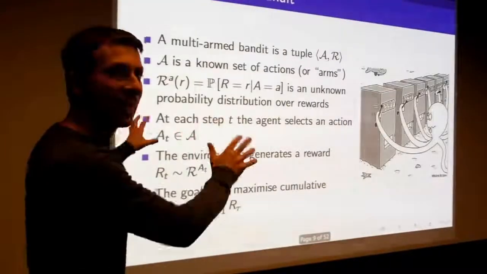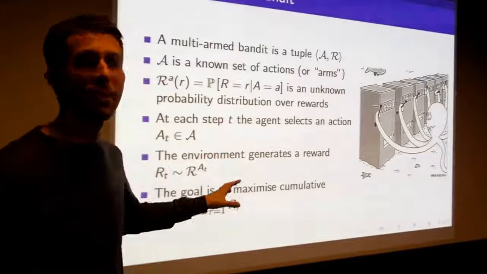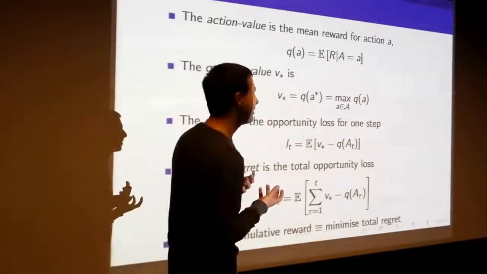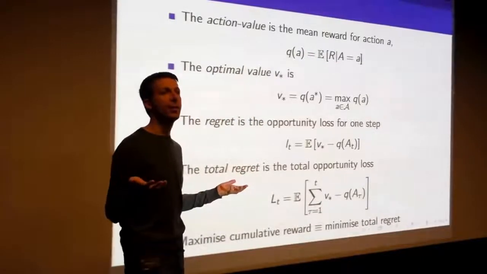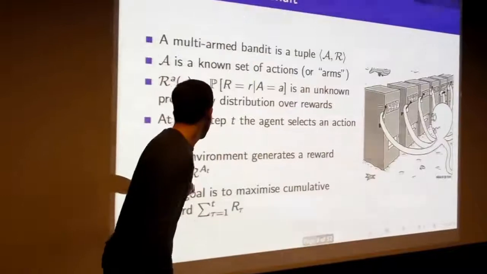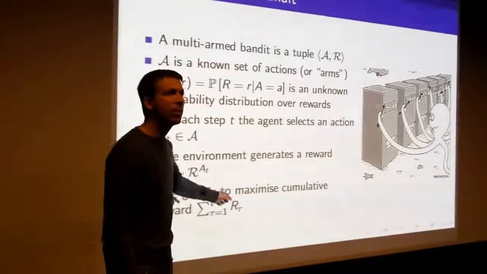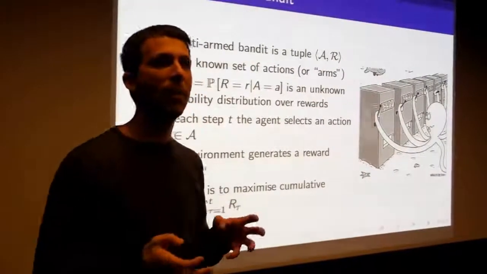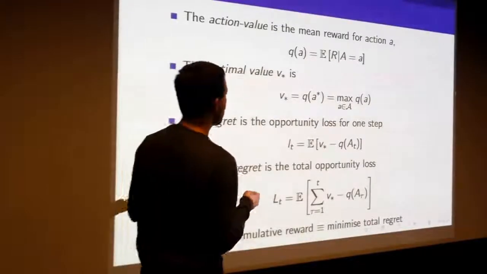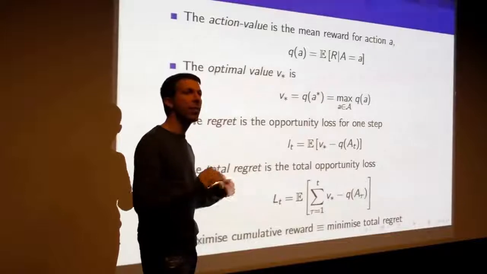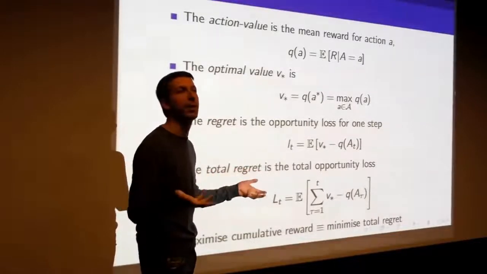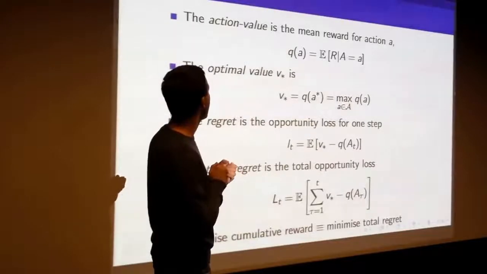Are people clear about the setup, first of all? Should be fairly straightforward. So now we're just going to try and understand what it means to do well in this domain. We've got this criterion where we want to maximize the cumulative reward, but we're going to flip it around to talk about opportunity loss, known as regret, rather than the amount of reward we've got: how much worse have we done than the best we could possibly have done. And that's what we call regret.